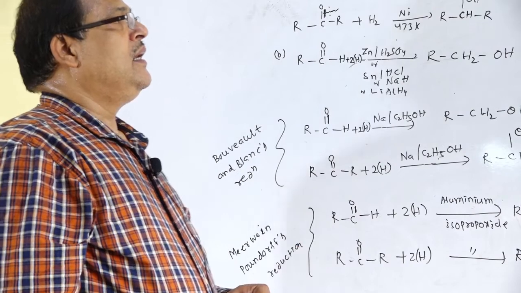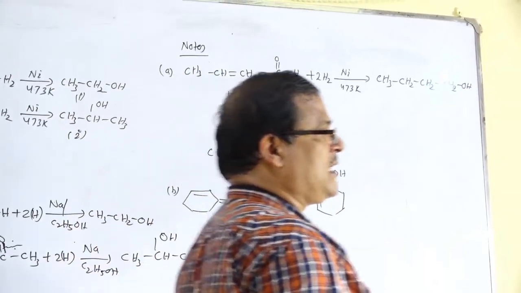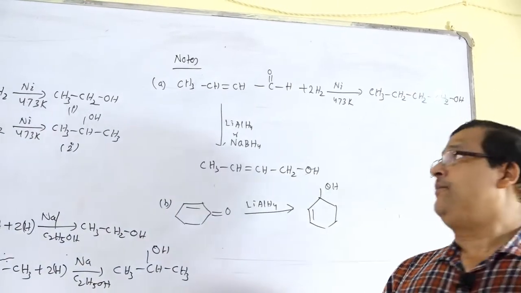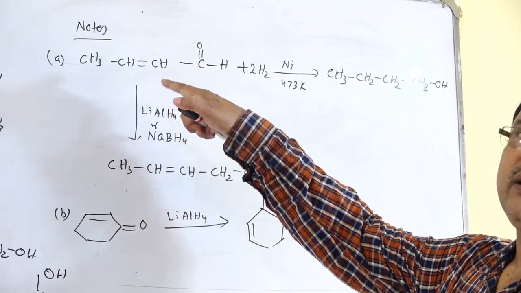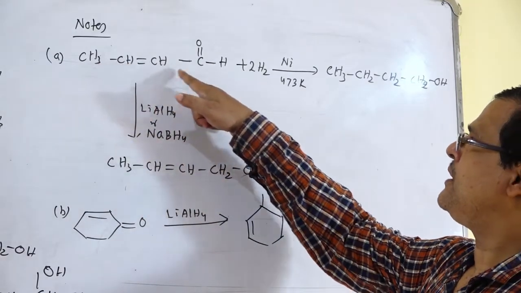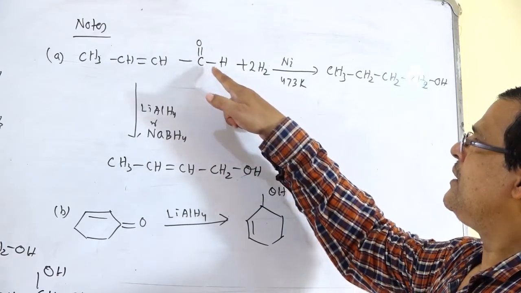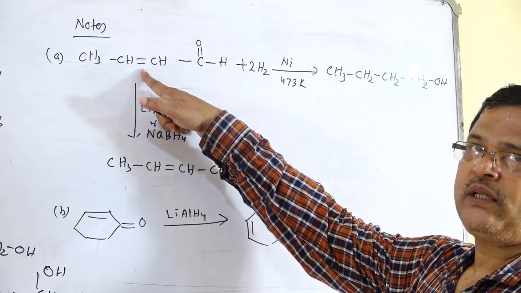Then if we analyze the reducing agents and their effectiveness, if we take an unsaturated compound containing unsaturated aldehydes and ketones, CH3 single bond CH, double bond CH, single bond C, double bond O, H, that is an unsaturated aldehyde, with the presence of unsaturation.